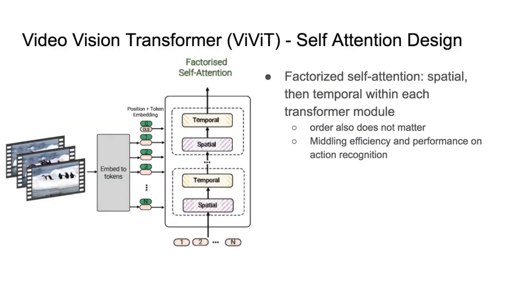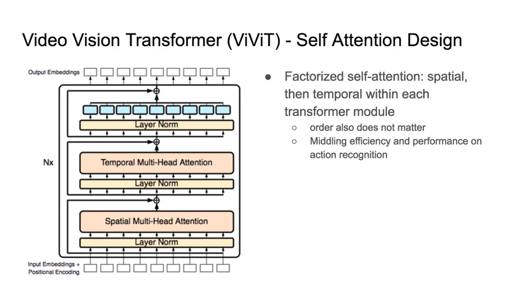The third option is factorized self-attention, where within the module we have separate spatial then temporal self-attention layers. This is how it looks in the transformer diagram. The module has 2 additional layers within. The performance of this option, however, is not very notable, both in efficiency and accuracy for action recognition.